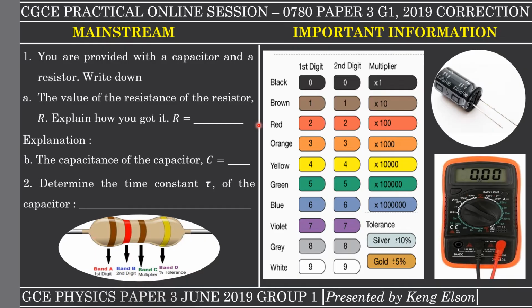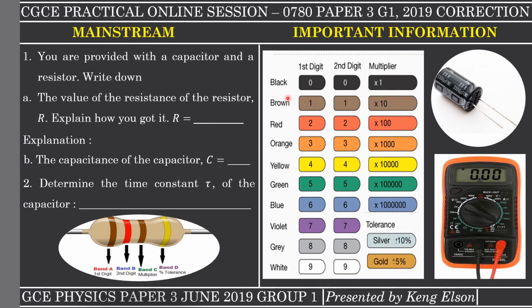I am colorblind. Now you need to know this chart in your mind, the way the colors appear: black, brown, red, orange, yellow, green, blue, violet, gray, and white. And for the tolerance, we have silver, gold, and then none. None is not indicated, which means if there is no color, the tolerance is plus or minus 20%.